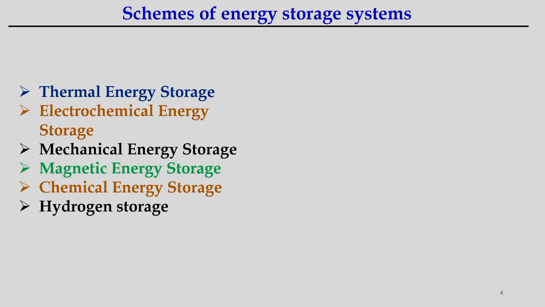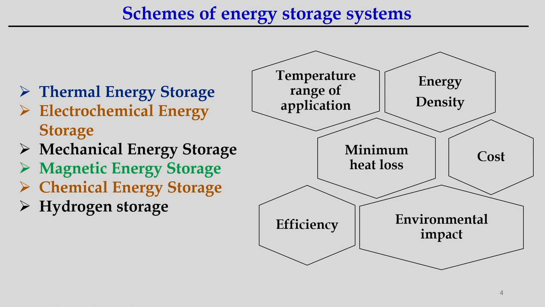So, these are the primary schemes by which energy can be stored: thermal energy storage, electrochemical energy storage, mechanical energy storage, magnetic energy storage, chemical energy storage, and hydrogen storage. And there are some important parameters which tell about the suitability of a particular storage scheme. These are nothing but temperature range of applications, energy density, minimum heat loss, cost, efficiency, and environmental impact.